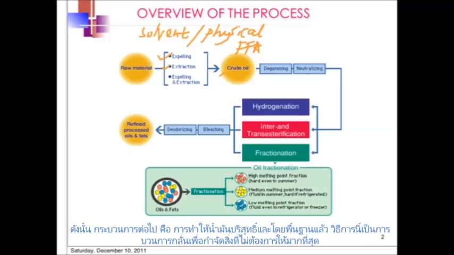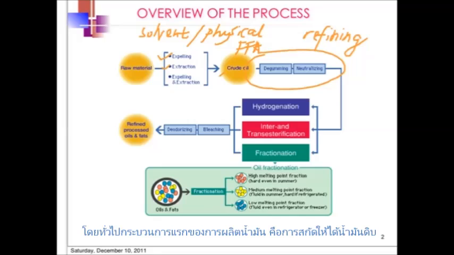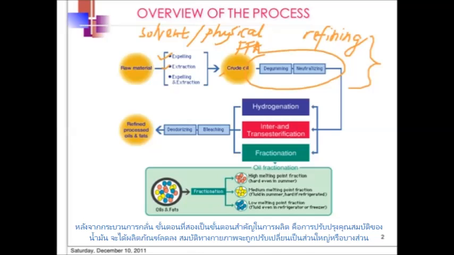So the next process is to purify the oil, and basically this is what we call the stage or the process of refining. To refine the oil, to remove as much as possible the undesirable components from the crude oil. So the first stage of the oil processing is to extract the oil to get the crude oil. Then after that, refining.